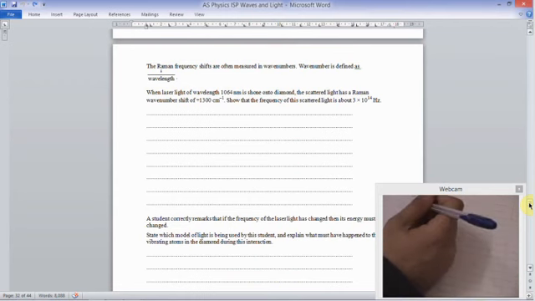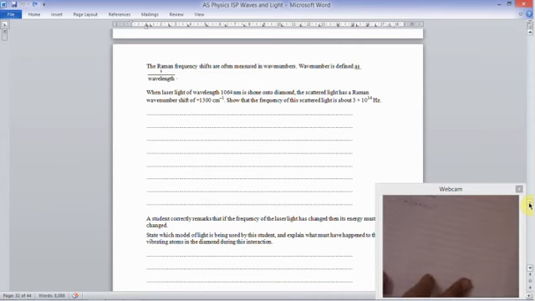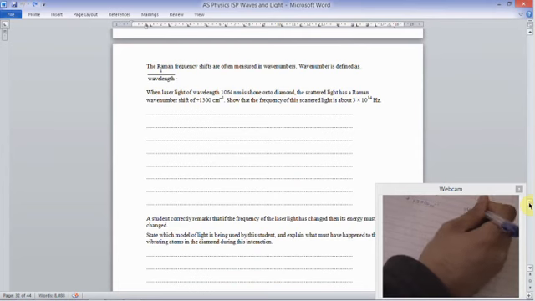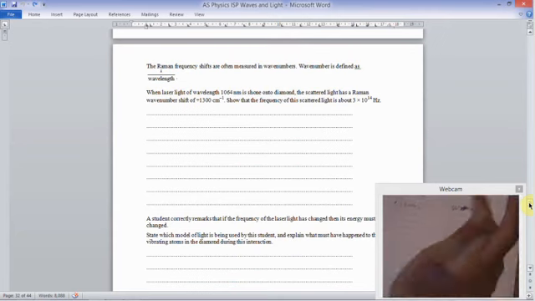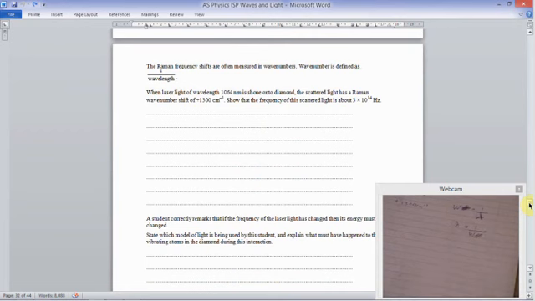Show that the frequency of this scattered light is about 3 times 10 to the 14. This is tricky because we haven't really covered any of this in class, and that's because it's not really a specification point unless they give you information on it, which they have. So the wave number, let's just do a symbol like that for the wave number, is equal to 1 over wavelength. Sorry, no, we have the wave number, so we want the wavelength. So let's figure out what the wavelength actually is.